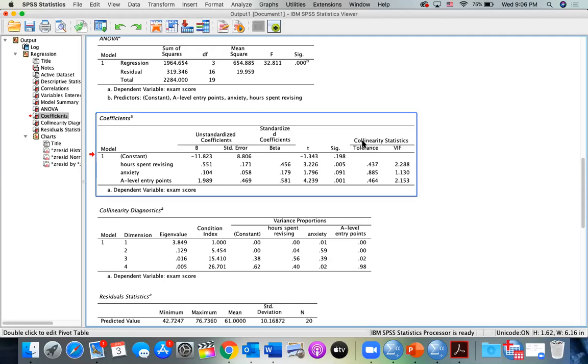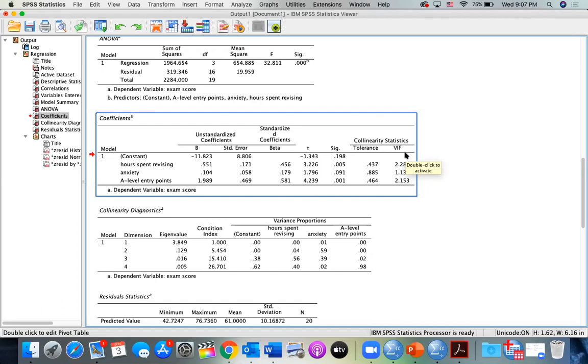The tolerance is actually the same thing. The tolerance is simply the reciprocal of VIF. So if you just do 1 over 2.28, you will get this value. So I think VIF is kind of easier to interpret. So this is the collinearity assumption, and this is the first thing we got from this table. Again, any value larger than 10 indicates that there is a problem. So we are good to go here.